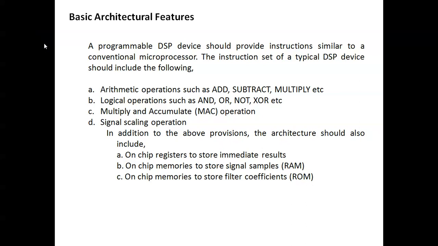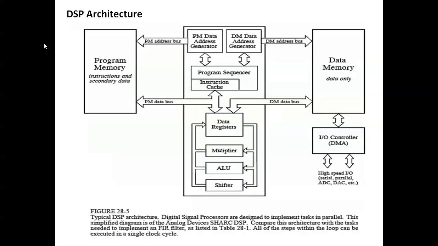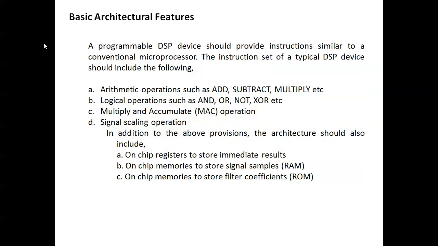Basic architecture features: a programmable DSP device should be provided with instructions similar to a conventional microprocessor. So, the features of architecture. Previously we saw the basic block diagram of DSP architecture. Here are the features of architecture. The first one is arithmetic operation.